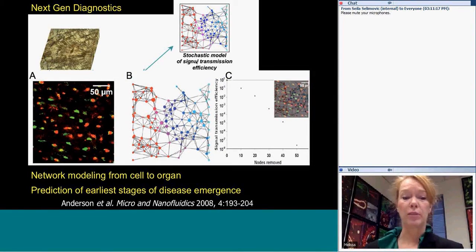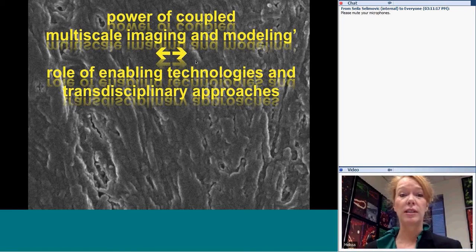So ultimately, we want to predict the earliest stages of disease emergence. I hope that through today's webinar, we've been able to convince you of what we recognize as an incredible power of coupling multiscale imaging and modeling to understand incipient disease processes. And in addition to understanding the incipient disease processes, we see these enabling technologies as a pathway to using transdisciplinary approaches, both across tissues and organs, but also to develop next-generation materials, next-generation implants, and diagnostic devices.